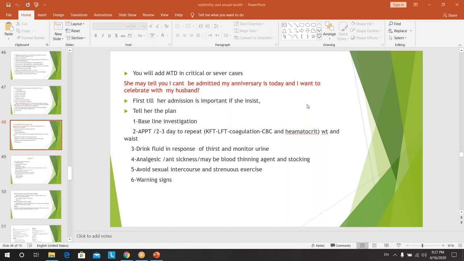This is not the only criterion, doctor. There are other criteria, such as abnormal electrolytes, ketones, and high hematocrit value, and that's it. But not in her case.